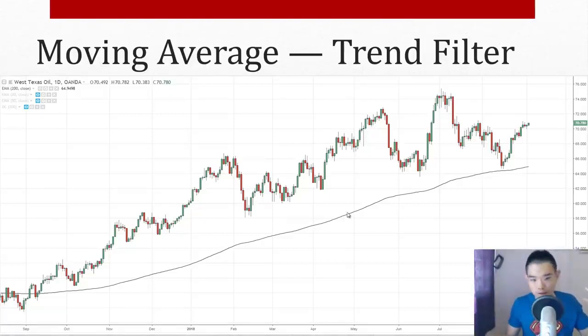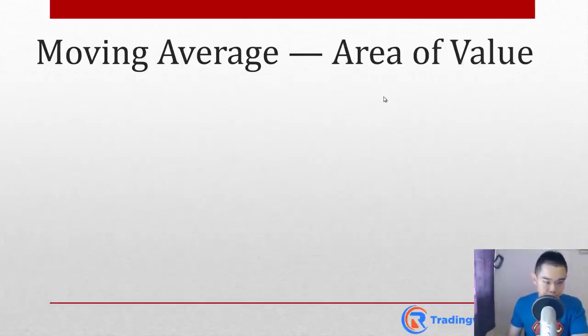And vice versa. If the price is now below the 200 MA, then you want to know that you only want to be shorting the markets. You don't want to be long. So this is how a moving average can serve as a trend filter.